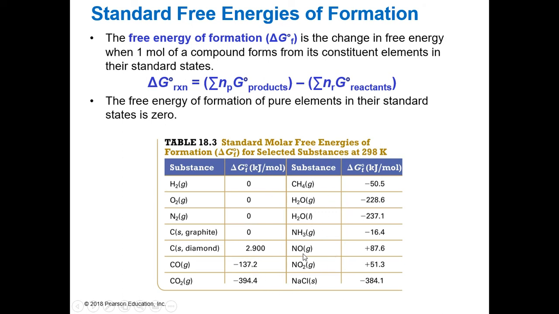When we get up to more complex things, there is going to be some G value. They can be negative, they can be positive, it will vary, but once again, you will be given a table. The equation is almost the same, right? Except now we're using free energy.